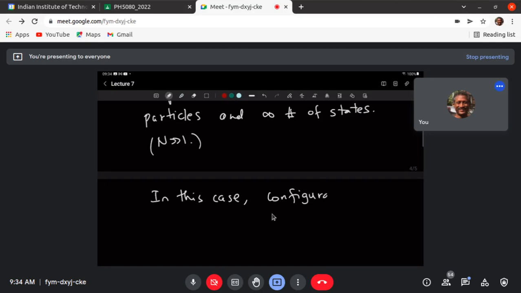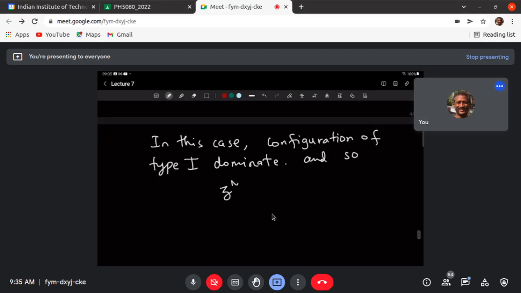Configurations of type 1 dominate, because there are so many states, and if you're trying to put particles, and the number of particles, even if you say it's 10 power 23, is still much less than infinity, because there are infinite number of such configurations, and configurations of type 1 dominate, and so little z power n divided by n factorial is a very good approximation. Okay.